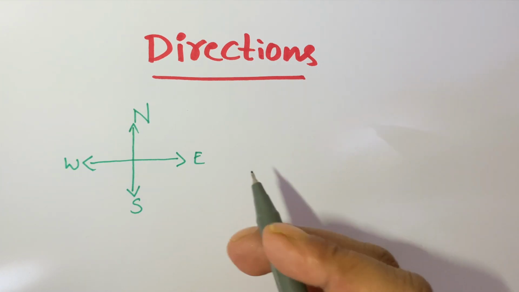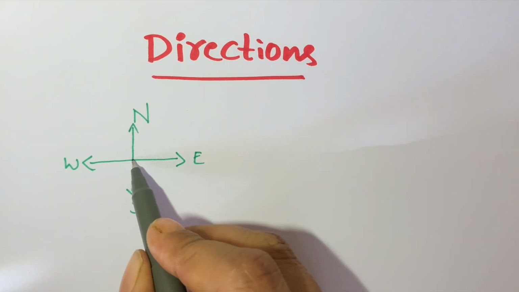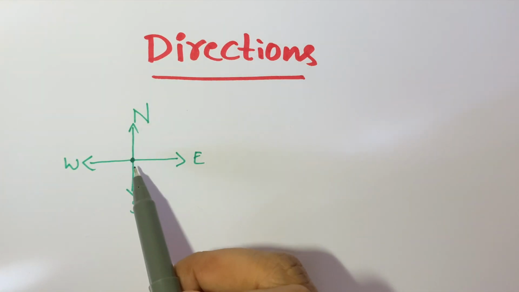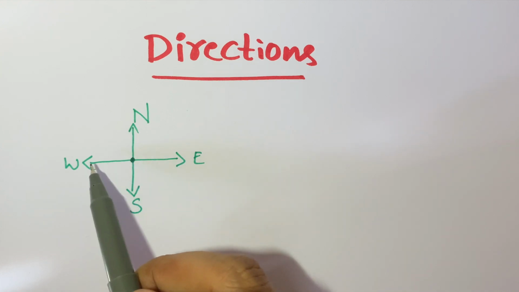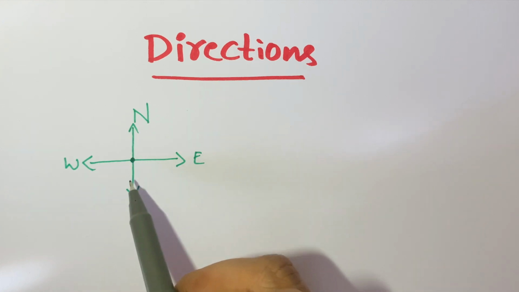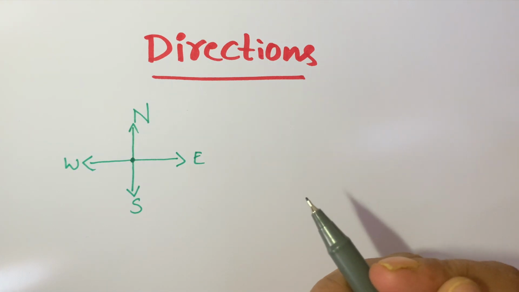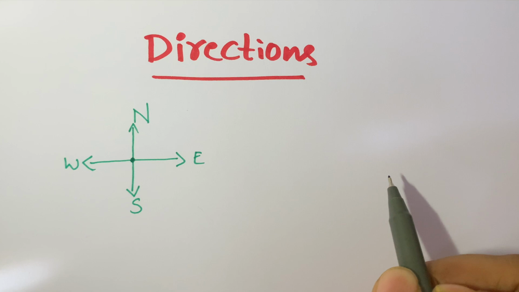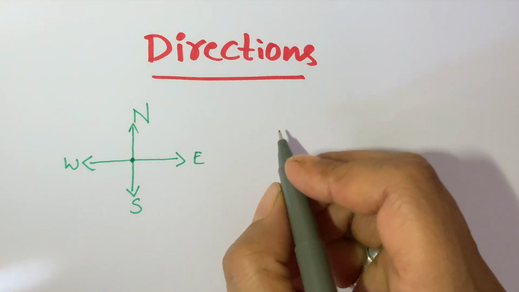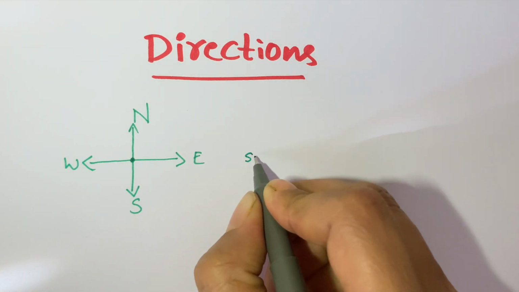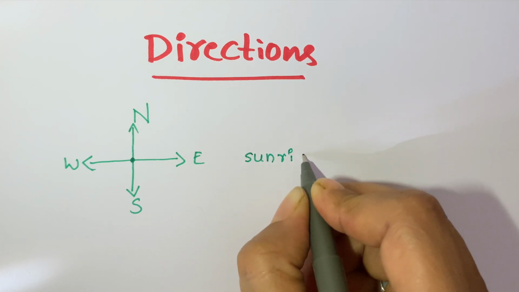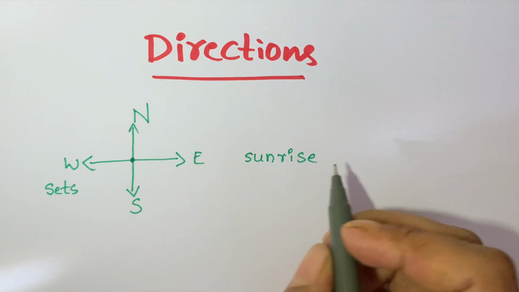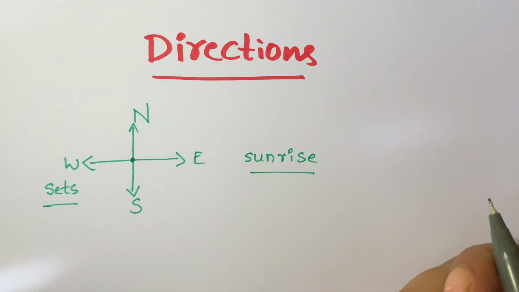For example, if a person is standing somewhere, okay, if a person is here, then he moves in the north direction, he moves in the east direction, he moves in the west direction, or he moves in the south direction. So based on the movement of a person in a particular direction, the questions will be asked. Everyone knows that the sun rises in the east and sets in the west, isn't it? Sunrise and sunset everyone knows.